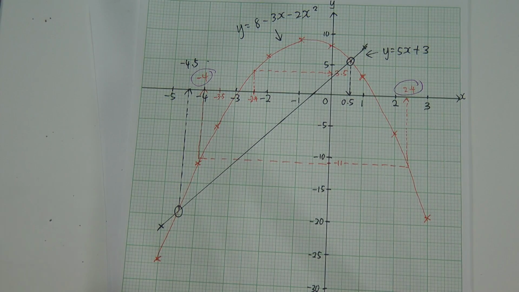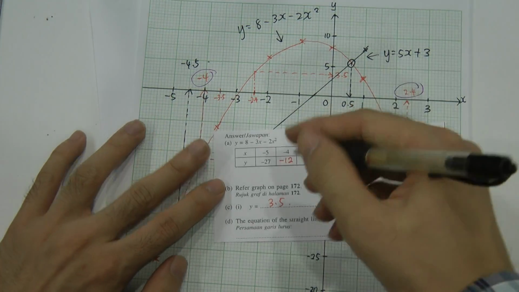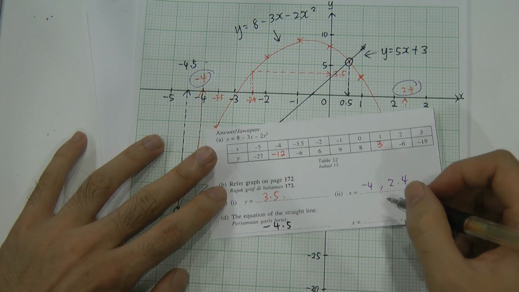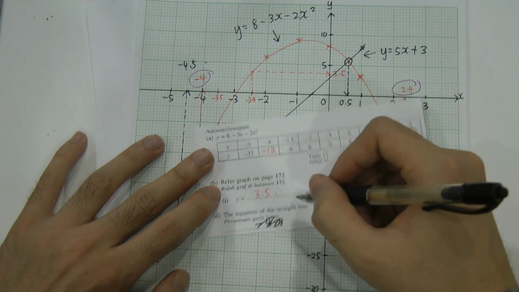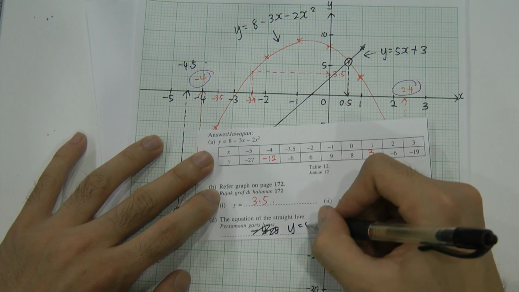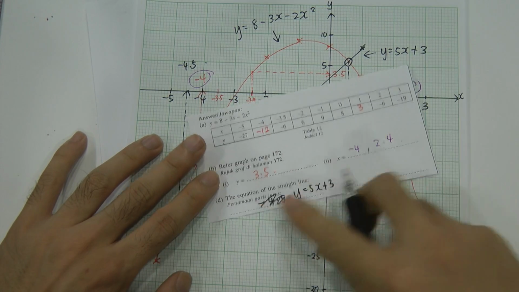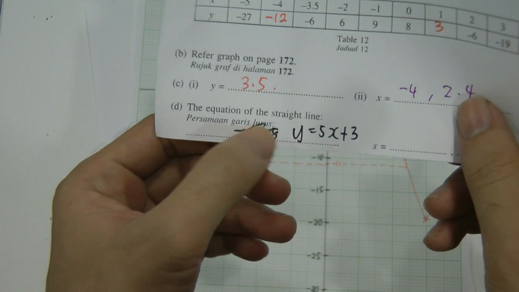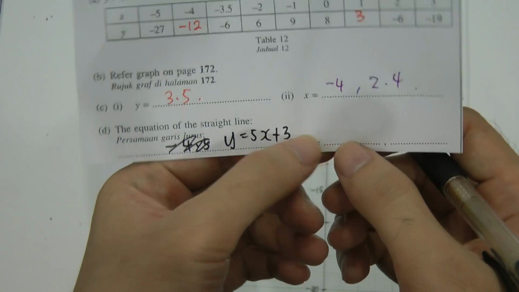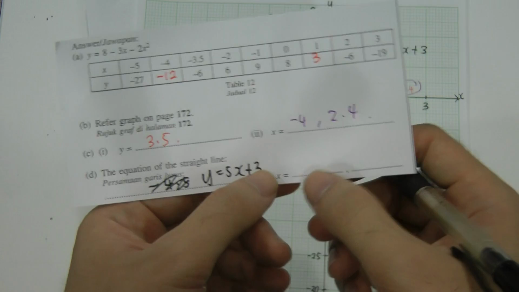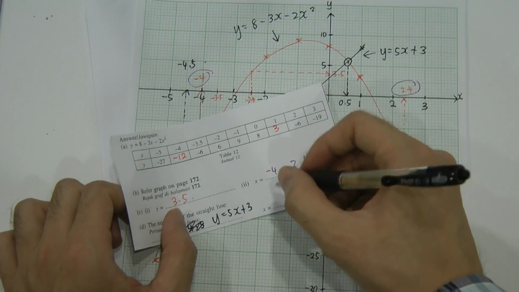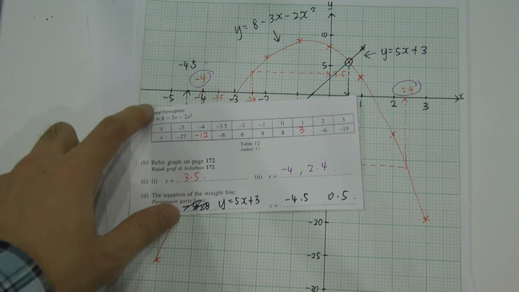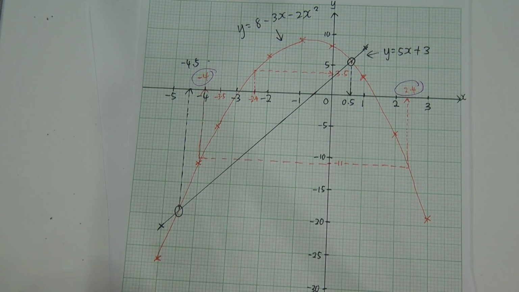So what I need to do, I just write down. So one is -4.5 here, another one, okay, this is right the equation. The equation will be y equal to 5x plus 3. Because here it says the equation of the straight line. We mentioned the equation of the straight line, so I write the equation and then it asks you to write 2 x values. One is -4.5, another one is 0.5. So this is -4.5, this one is 0.5. Done. Then you can get 12 marks.